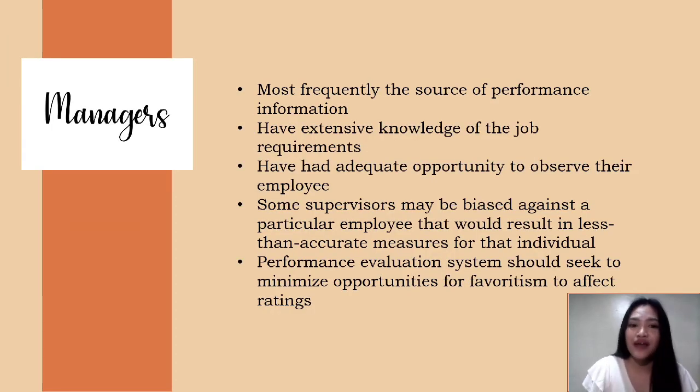The first one is managers. Most companies include manager and self-assessment of performance. Managers are most frequently the source of performance information. Managers have extensive knowledge of the job requirements. Some supervisors may be biased against a particular employee, which would result in less than accurate measures for that individual. Favoritism is a part of organizational life, but it is one that must be minimized as much as possible in performance management. One way to do this is not to rely on only a supervisor's evaluation of an employee's performance.